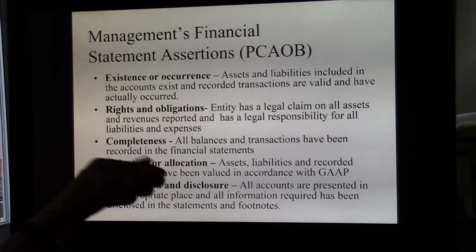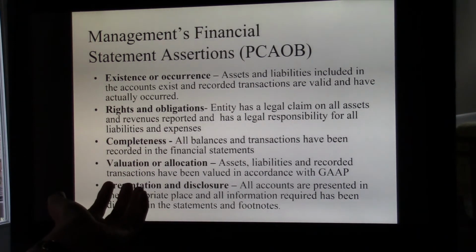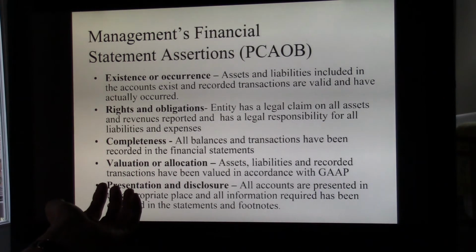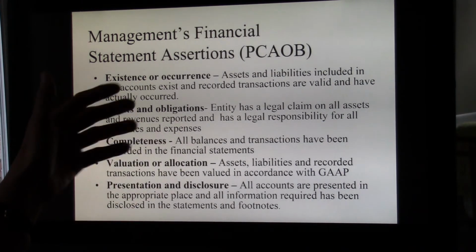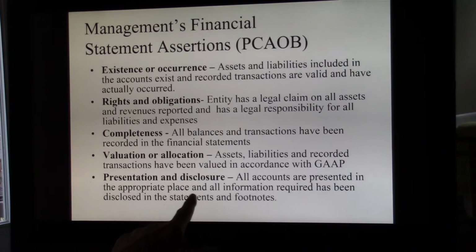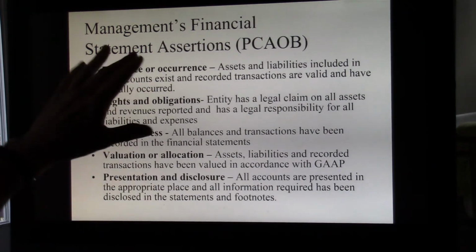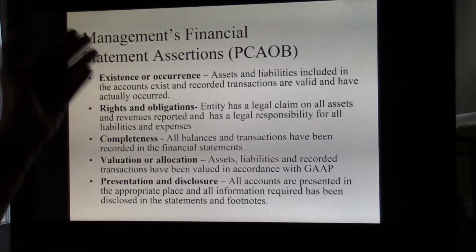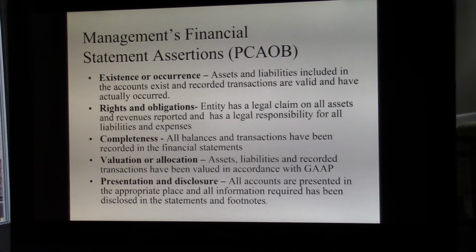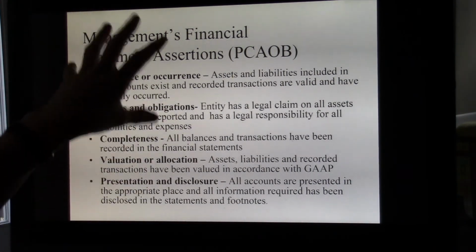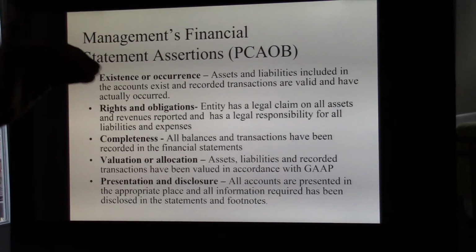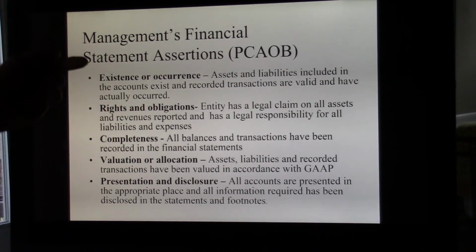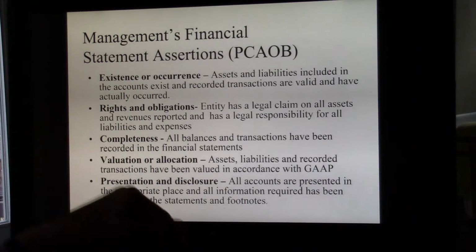And presentation and disclosure. Everything's in an appropriate place, so I'm not accidentally calling an expense an asset, right? I haven't capitalized my expenses. They're in the right account. I've disclosed everything, so if there are some contingent liabilities, I've put those in the footnotes, right? So everything's good. So it's not just about that balance number. It's about everything that contributes to that balance. So we're going to get used to talking about this, but you need to understand this idea that when we audit, we're not just looking at that number and seeing if it's the right number. We're looking for all of the assertions. And PCAOB says these are the assertions.